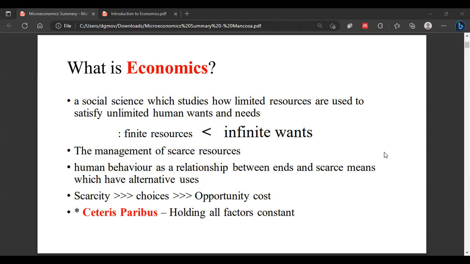Now, let's proceed. If we are faced with this fundamental economic problem of scarcity, a choice has to be made. When a choice has to be made, there is a trade-off. What is a trade-off? It simply means you have to choose one over the other. You sacrifice, you give up one thing in order to gain another. When you do that, you are incurring what in economics is known as your opportunity cost.